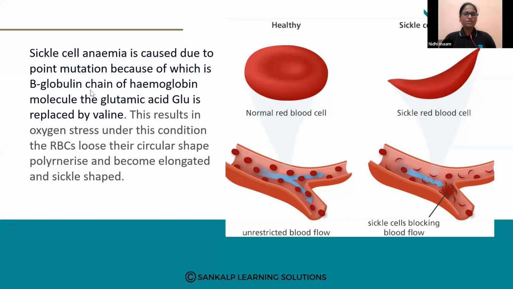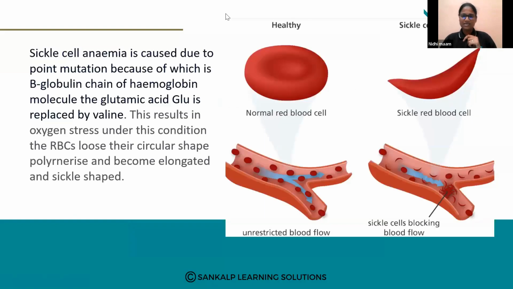Great, thank you. So sickle cell anemia is a genetic disorder caused by a point mutation, because of which in the beta globin chain of the hemoglobin molecule, the glutamic acid is replaced by valine. Hemoglobin has 2 types of chains, and one chain is called beta globin. In that chain, the amino acid glutamic acid is replaced by valine. When it is replaced by valine, the shape of the RBC changes into the sickle shape, as you can see here.